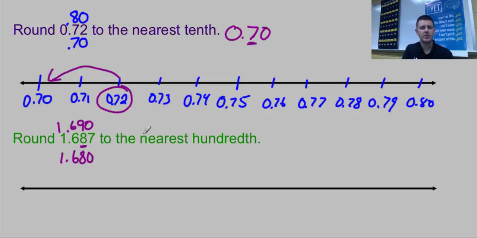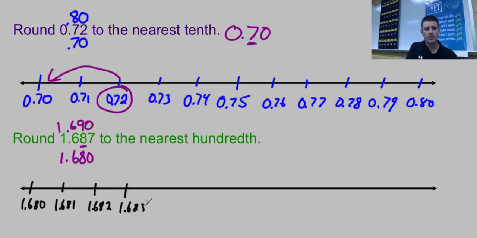And I can add in that extra 0 just to help me with lining everything up. On a number line, this can be a little more complicated, but here's my 1.680, and then my 1.681, 1.682, 1.683, 1.684, 1.685, 1.686, and hopefully you're kind of picturing where 1.687 is going to fall.